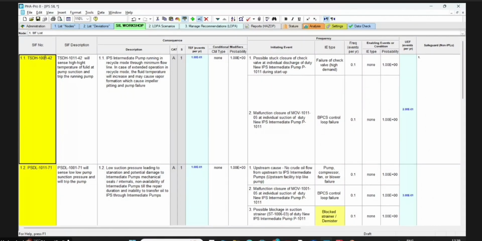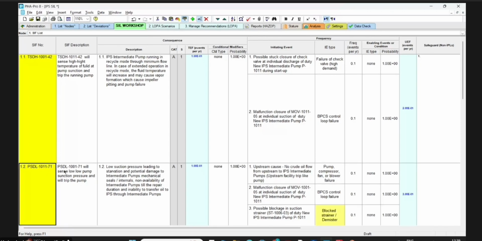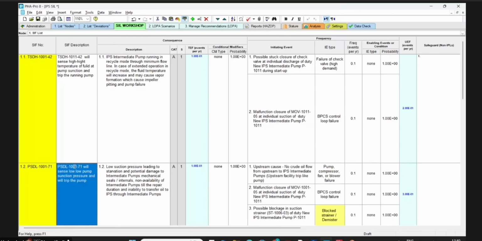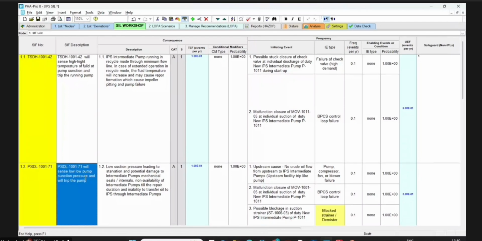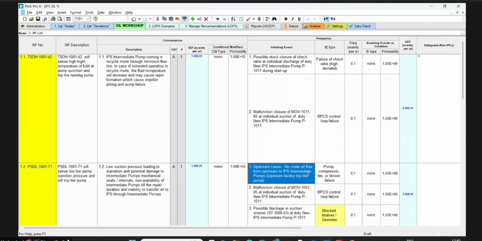Old number, right? Yes. And what is PSDL? What is PSDL? 100171. Okay, old number, right? Old number, yes. Okay, so then I will change it. 01. And this is also old number, right? Old number, yeah. So this is correct.